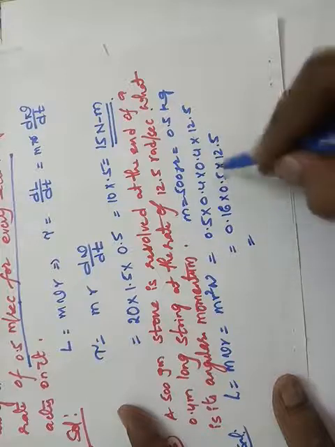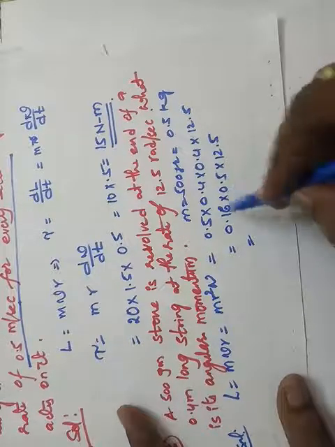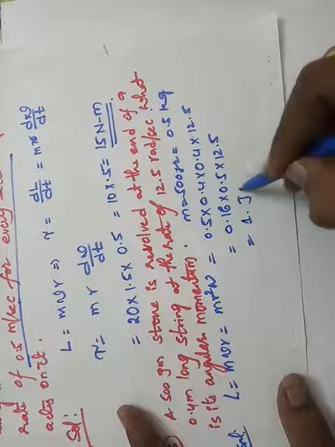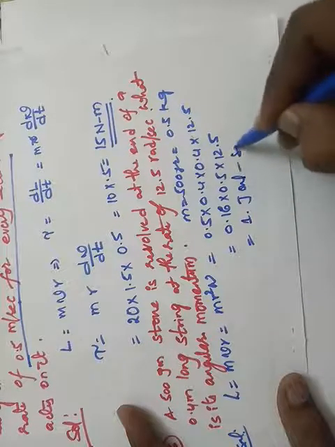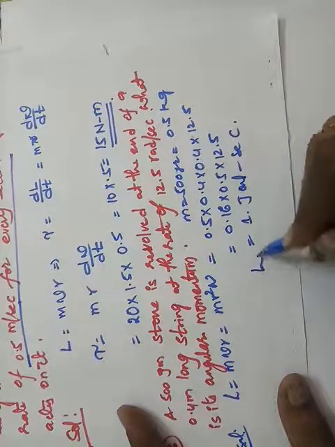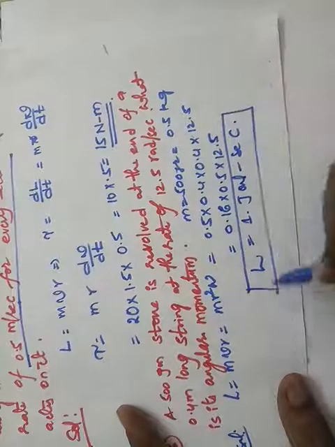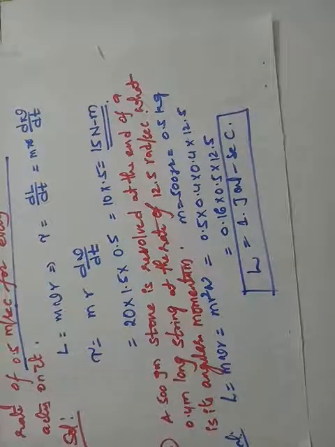So we'll get the answer is 1 joule second. So angular momentum, its angular momentum is how much? 1 joule second.